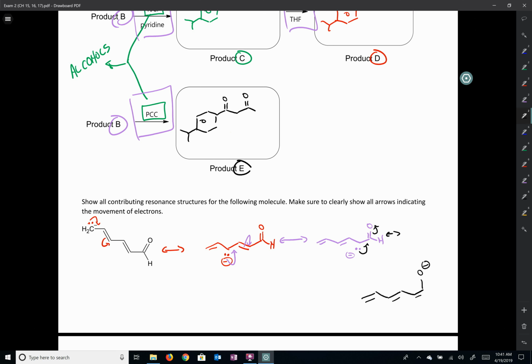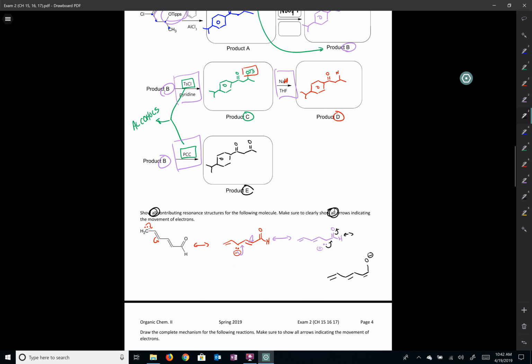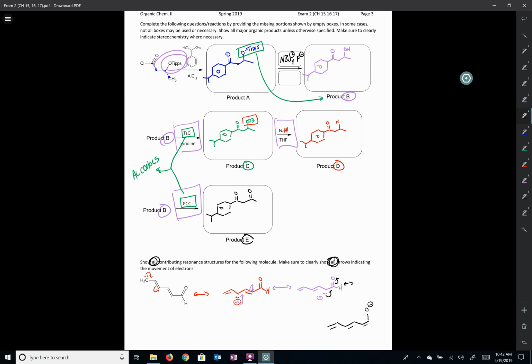Make sure to show all arrows and show all contributing resonance structures. So there we are, good to go. Let me zoom out here and get you guys to take a peek of what's going on. And I'll see you guys for page 4 coming up.